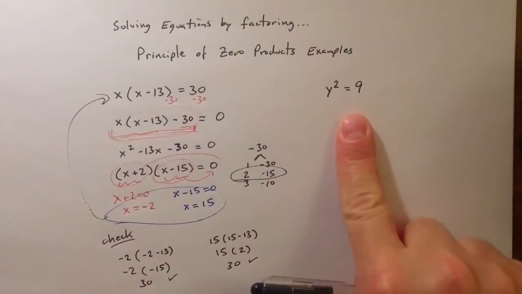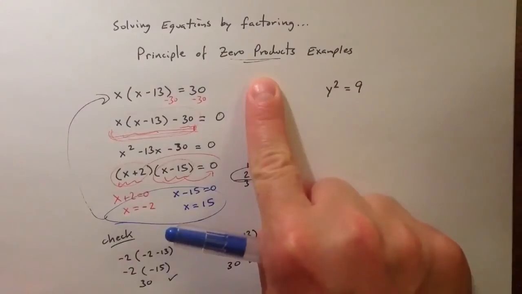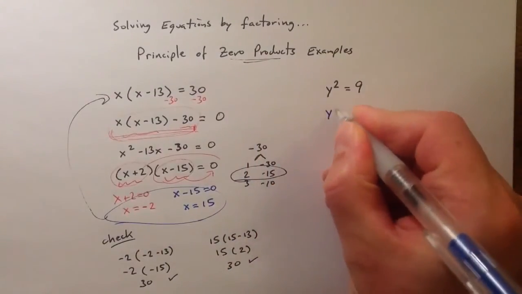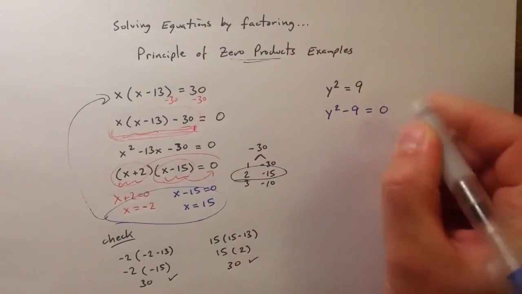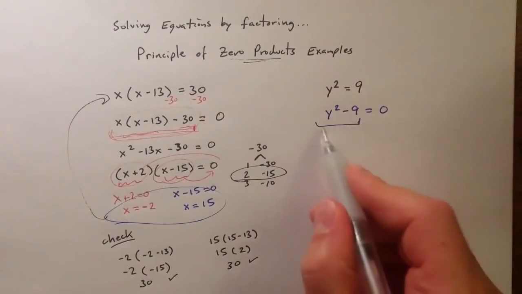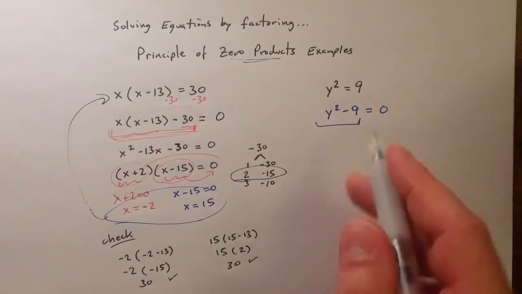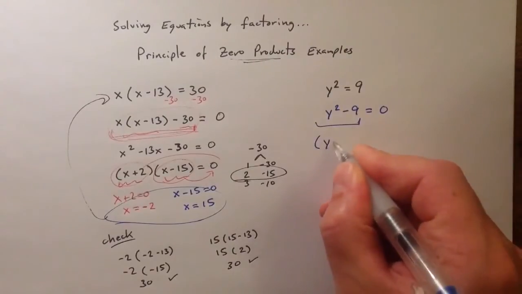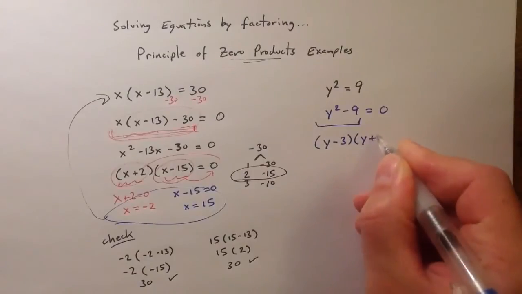So let's take a look at the problem y squared equals 9. To solve this with factoring, using the principle of zero products, I want to use the same first step. I want to subtract and get everything onto one side. So if I subtract 9 from the other side, now I have an expression, y squared minus 9, that hopefully I can factor, and we can because that's the difference of two squares. So this factors as y minus 3 times y plus 3.